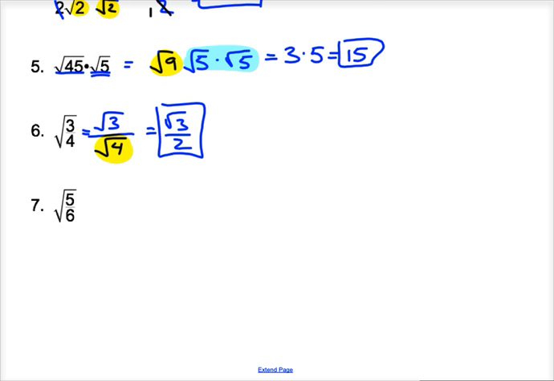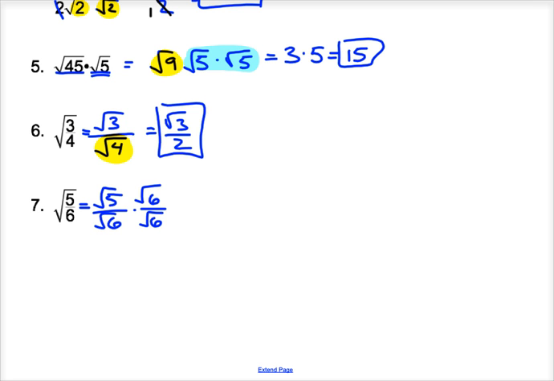Number 7. Similar to the one before, I'm going to split this up and make it a square root of 5 over a square root of 6. I can't simplify the square root of 6, but I can't leave it in the denominator, so I'm going to multiply the denominator by the square root of 6. I'm going to multiply the numerator by the square root of 6.